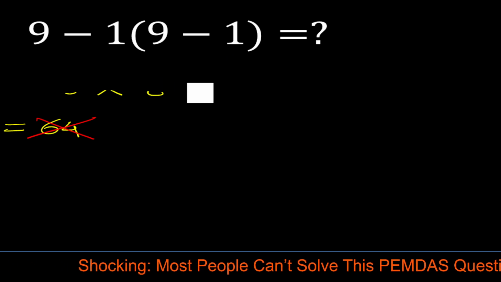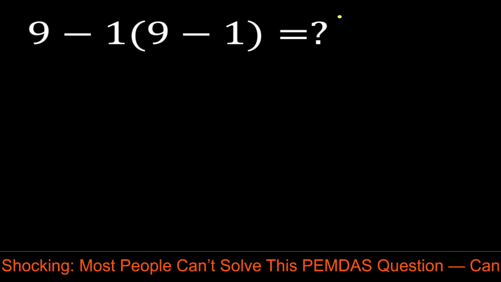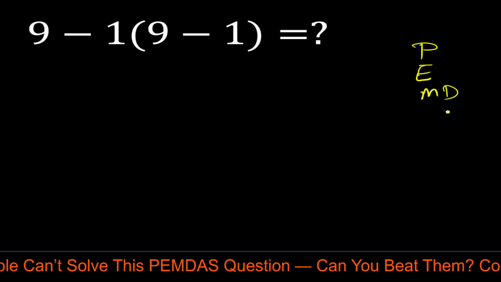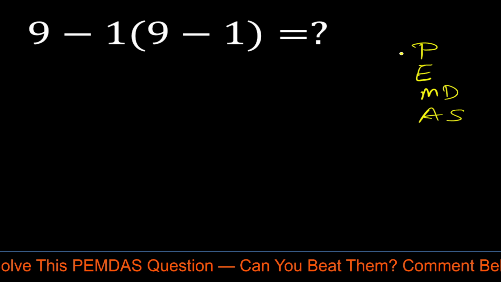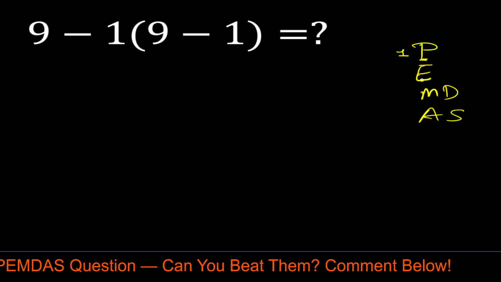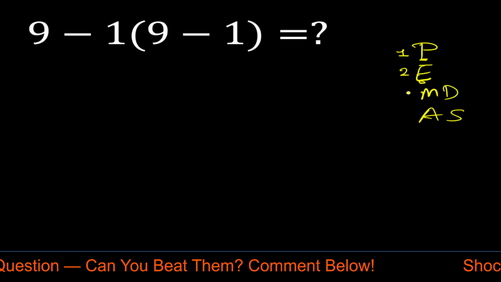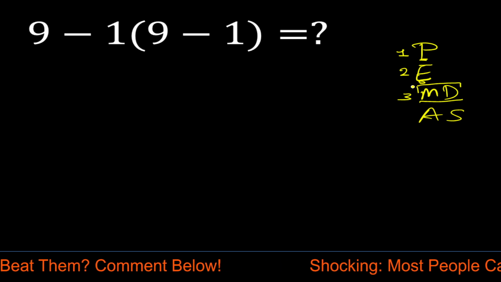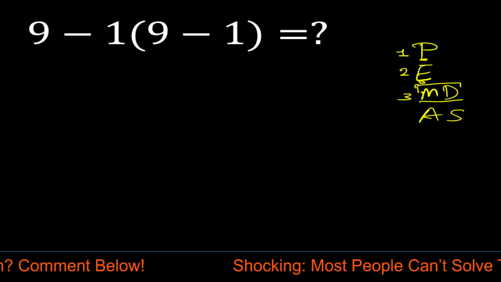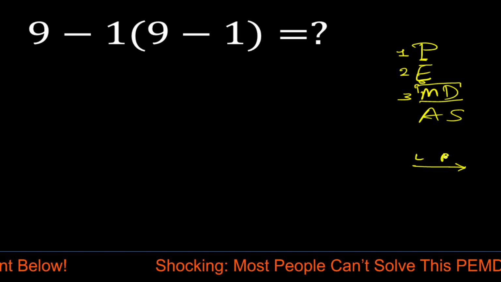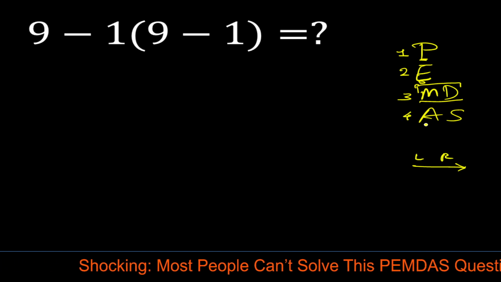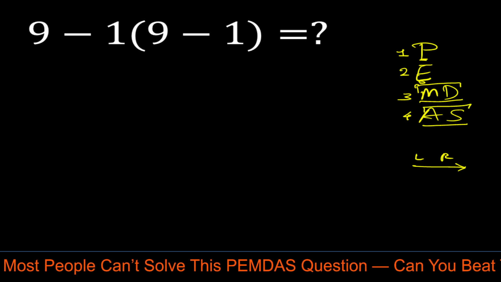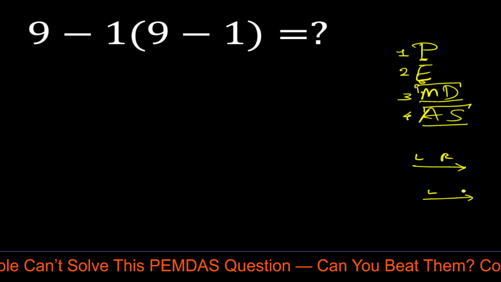So now let's solve this problem correctly by using the PEMDAS rule, right? So PEMDAS, P-E-M-D-A-S. According to the PEMDAS rule, first priority is parentheses, then second priority is exponents, then third priority is multiplication and division. Here multiplication and division both have equal priority, so we have to solve it from left to right. Then the last priority is addition and subtraction. Also addition and subtraction both have equal priority, so we have to solve it from left to right.